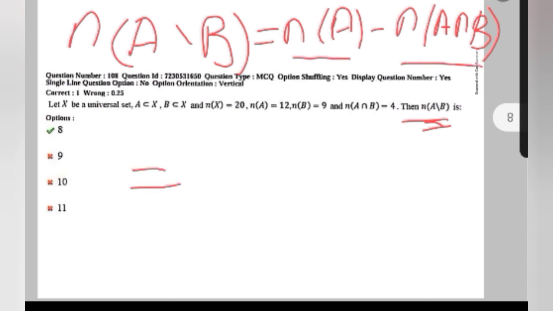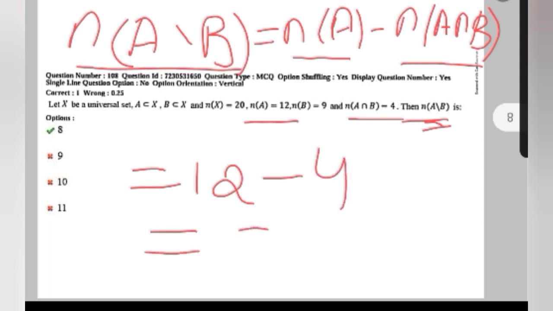Now what is the number of elements in A? Number of elements in set A is 12. 12 minus the number of elements in A intersection B, which is 4. So the number of elements in A minus B is going to be 8. This is the formula to find out the number of elements in A minus B, that is number of elements in A minus number of elements in A intersection B. So let's take the next question.